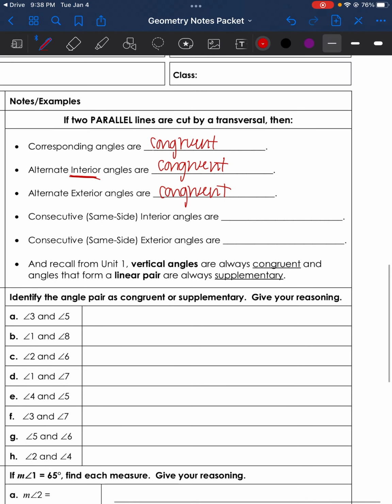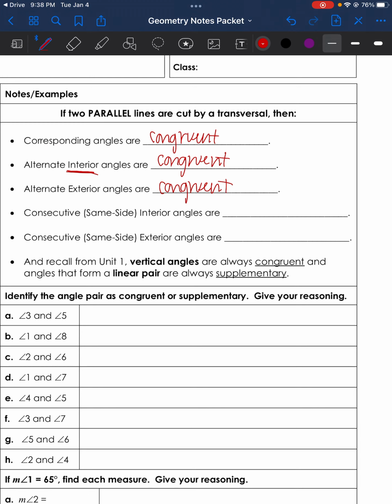Consecutive interior angles, these are supplementary. And what is supplementary again? Well, that means that they add up to 180 degrees. Supplementary means they add up to 180 degrees. So if we have two angles that are consecutive interior angles, so they're on the same side of the transversal and they're interior angles, they add up to 180 degrees. So that gives us some more information about those. Consecutive exterior angles, also supplementary.